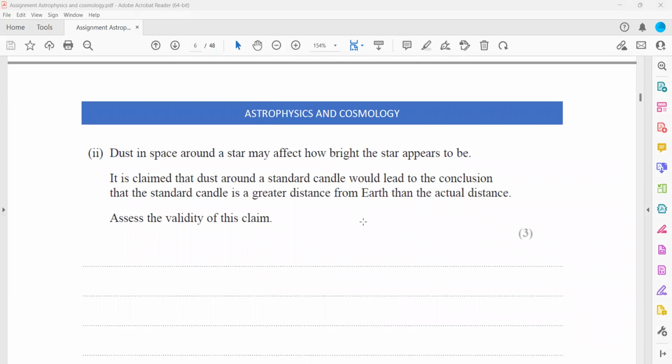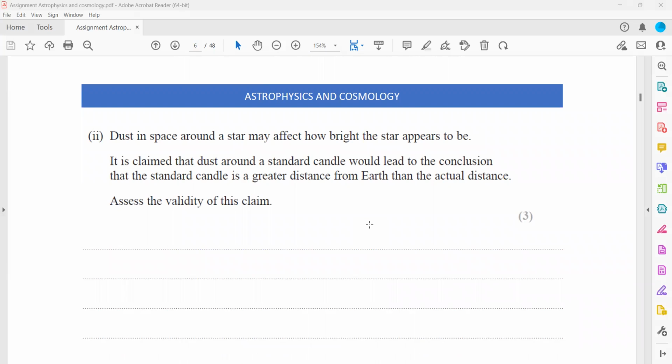The dust in space around a star may affect how bright the star appears to be. It is claimed that the dust around a standard candle would lead to the conclusion that the standard candle is at a greater distance from the Earth than it actually is. Assess the validity of this claim. Basically, for a standard candle, the radiation flux equals the luminosity divided by 4 pi d squared. So the flux varies inversely with the square of the distance.